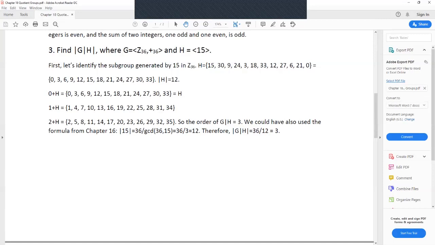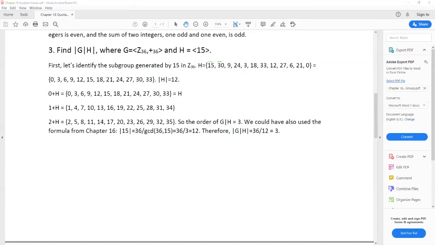If we start with 15 and add 15, that gives us 30. If we add 15 to 30, that gives us 45, which is 9 in Z36. And we'll just keep adding 15. Of course, we go to 3, 18, 33, and so on.